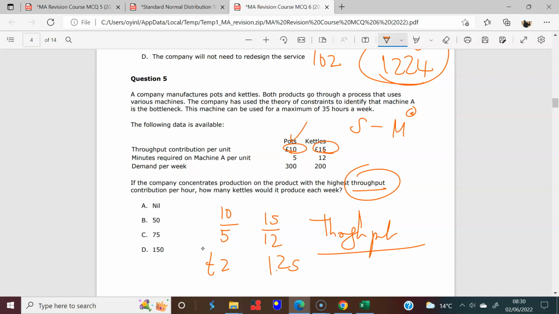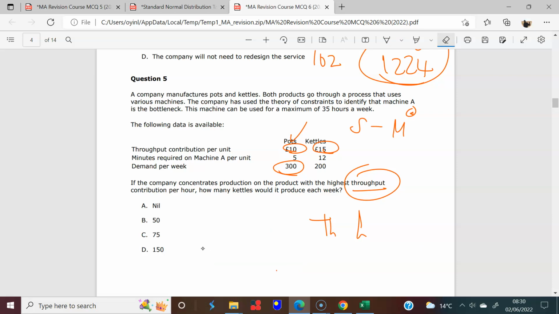On pots. So make pots first. Make your 300 pots first. That's the first point. Make your 300 pots first. And where are we? Here we are. So make your 300 pots first.